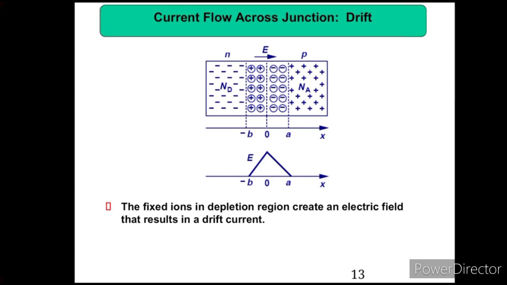Next, current flows across the junction by drift. The fixed ions in the depletion region create an electrical field that results in the drift current. At that time, the same amount of electrons and holes are available in the n-type and p-type semiconductor, and the current will be drift. It means the charges, or carriers, will change position from n-type to p-type.